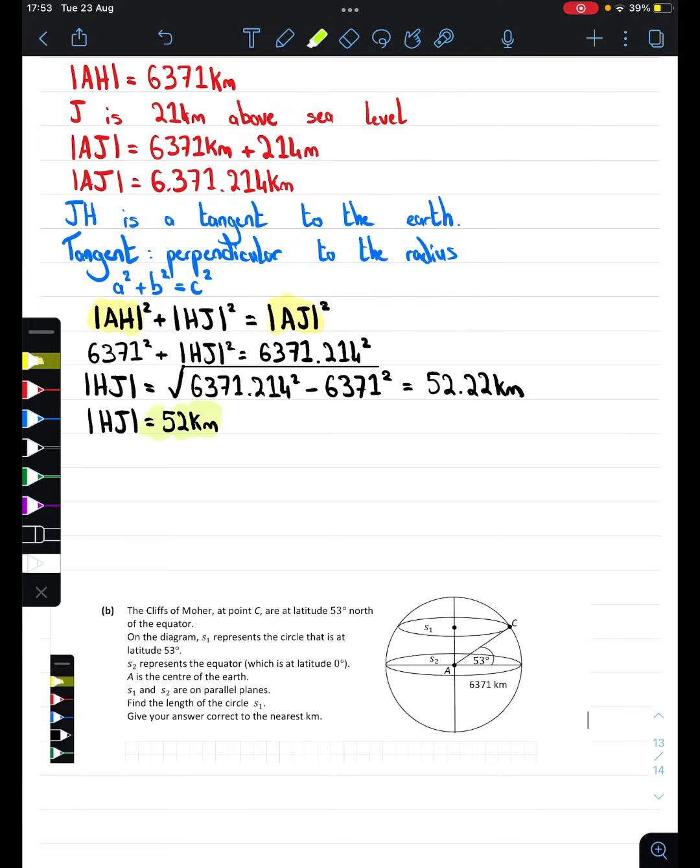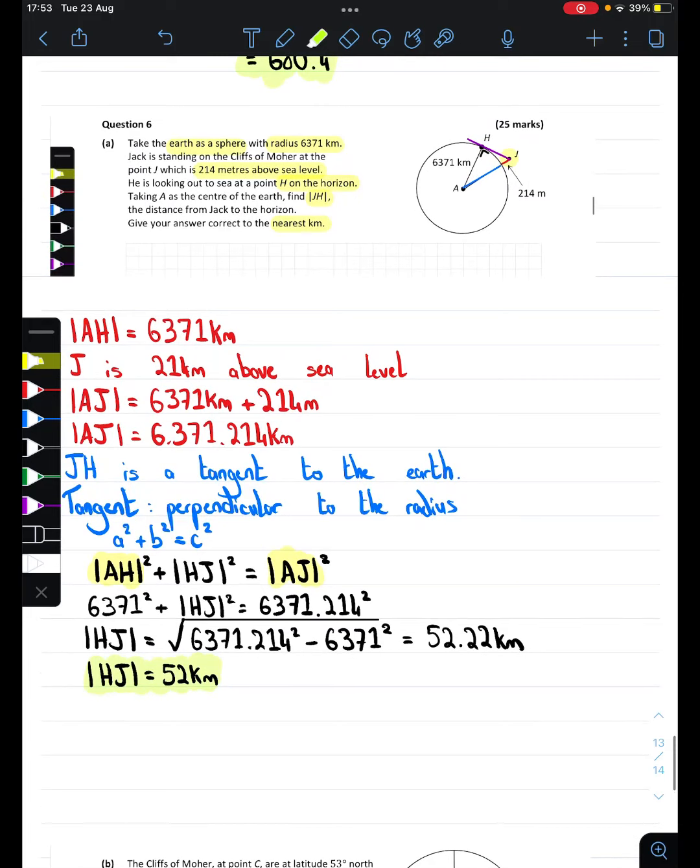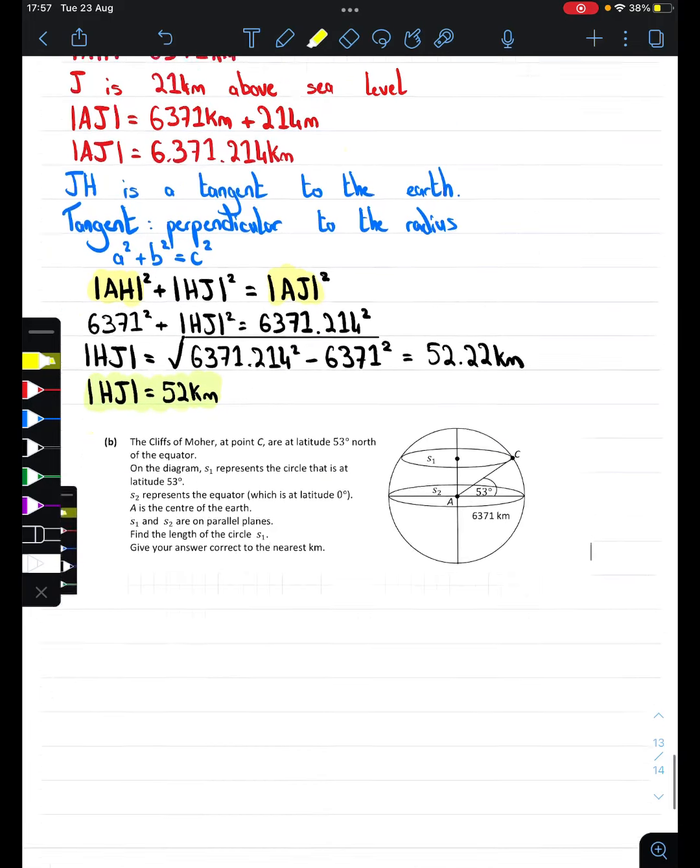Very nice question once you realize that the line through H and J is a tangent to the Earth. Now on to part B.